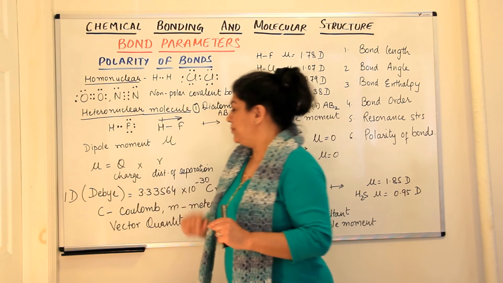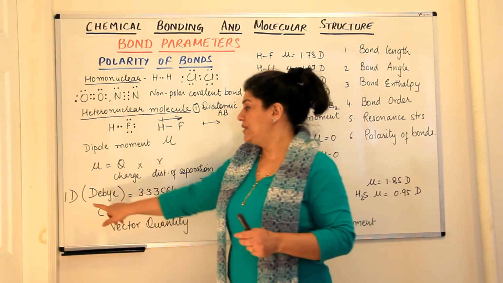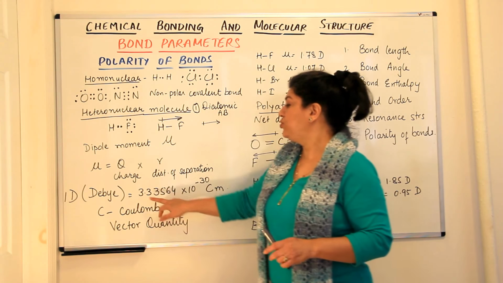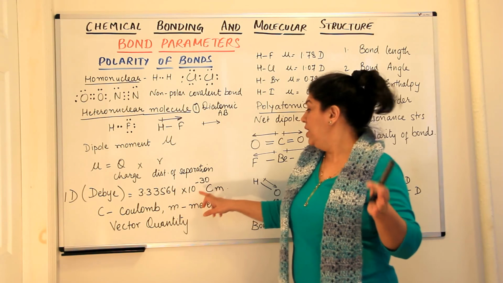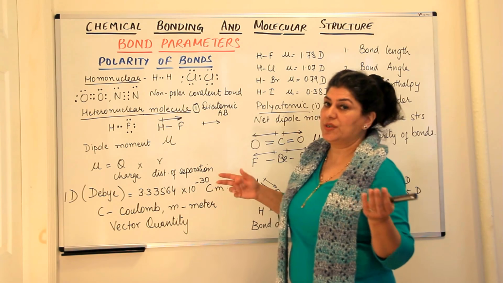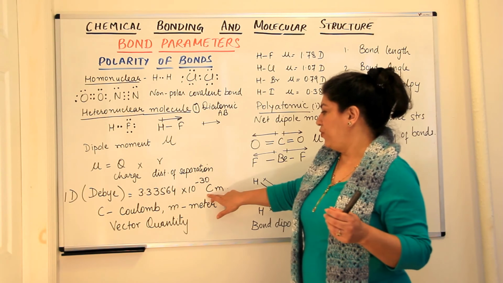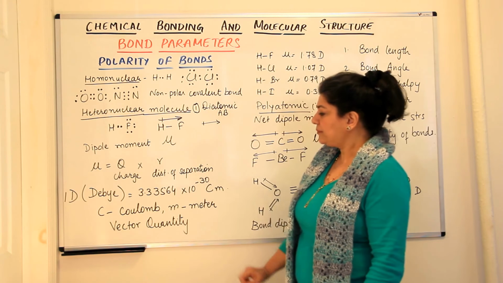So let us now come to the unit for dipole moment, which is known as a debye. And 1 debye is equal to 3.33564 into 10 to the power minus 30 coulomb meters. Coulombs is for charge and meters, these are the MKS units. Coulomb is for charge and meter is for distance of separation.